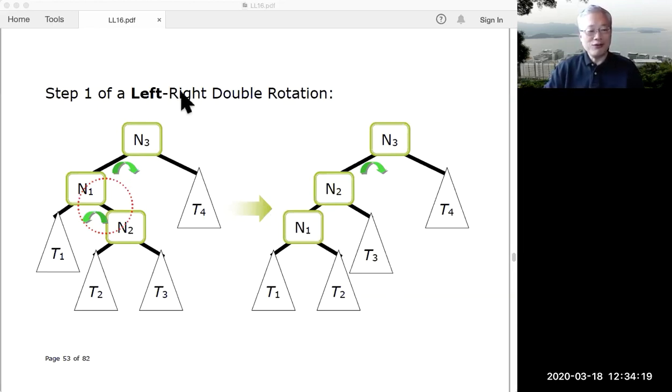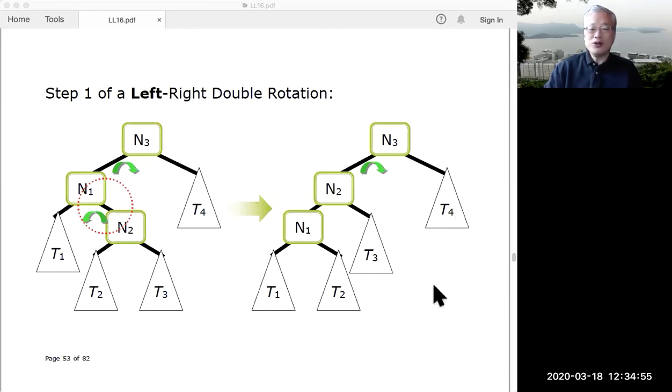Now, what is left-right double rotation? There are actually two steps in the left-right double rotation. Step one is left rotation. Step two is right rotation. So let me show you step number one. Left rotation, like this. Now, after we do the left rotation, we get this tree. Now this tree is even worse, it's extremely unbalanced. So N1 is down, N2 is up, right? T1, T2 here, T3 here, and then N3 here, T4 here.